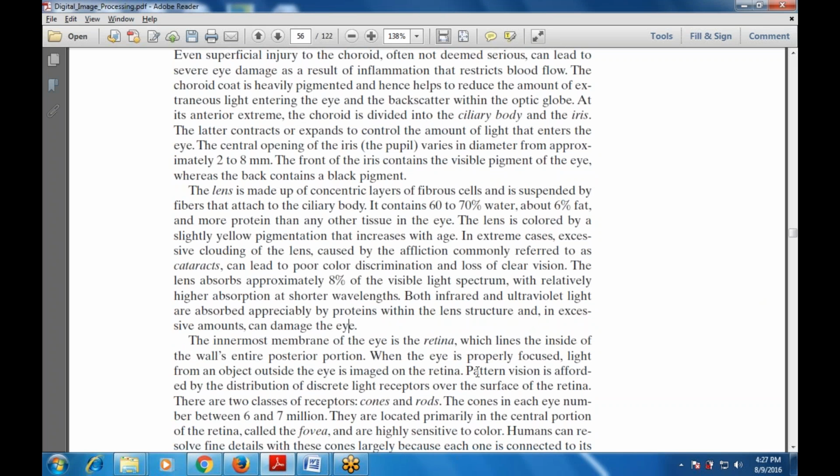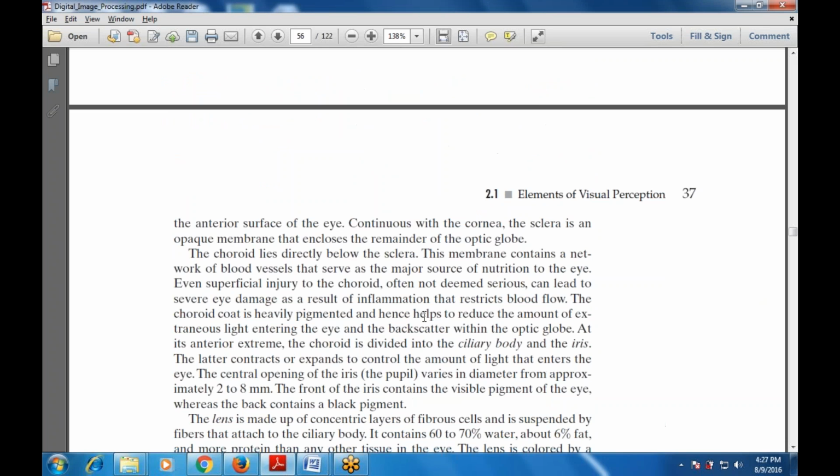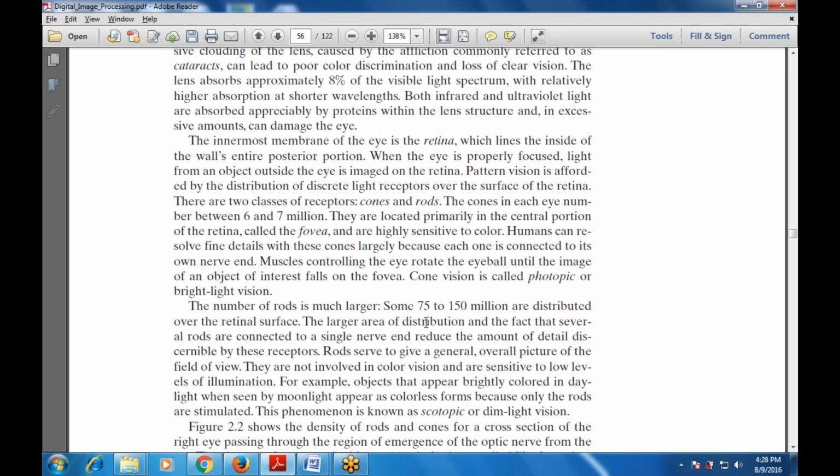And the innermost membrane of the eye is known as the retina. This is the innermost layer that lines the inside of the wall's entire posterior portion. And when the eye is properly focused, light from an object outside the eye is imaged on the retina. And pattern vision is afforded by the distribution of discrete light receptors over the surface of the retina.